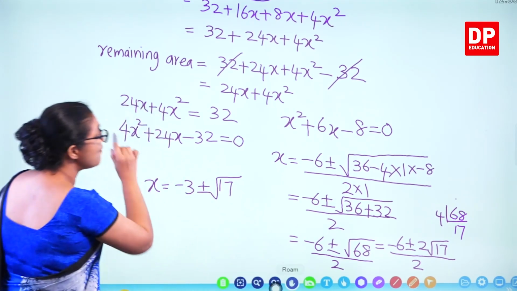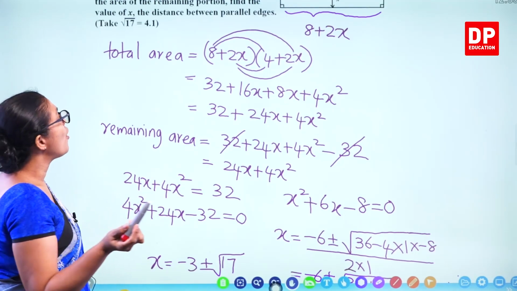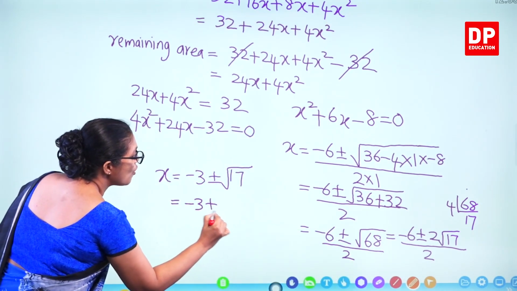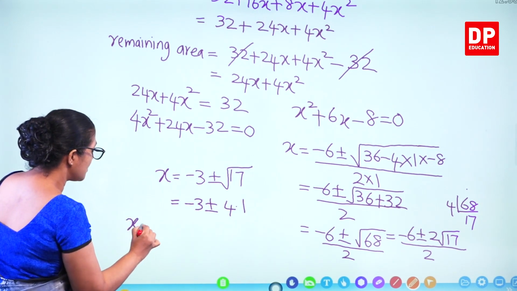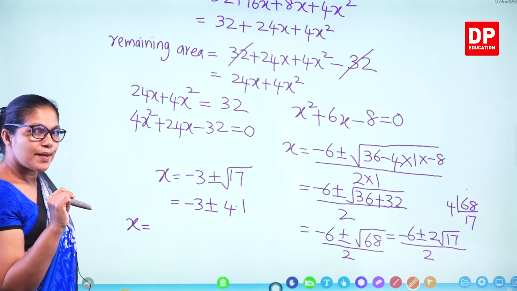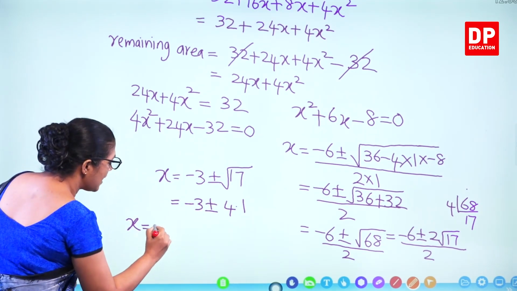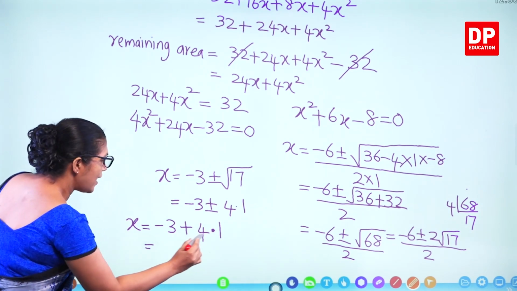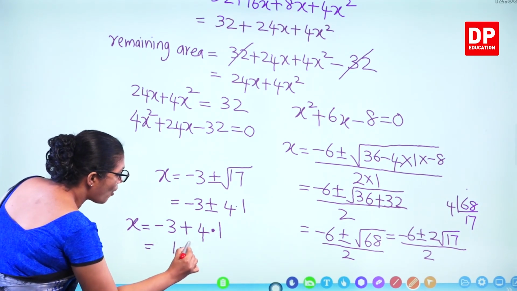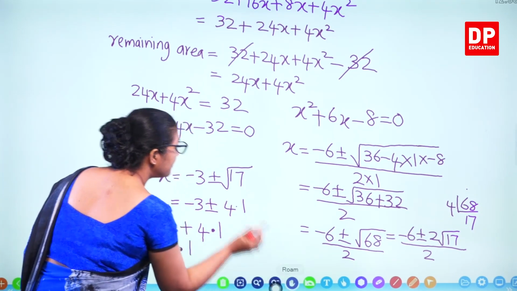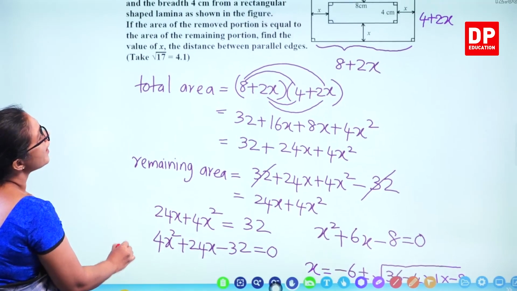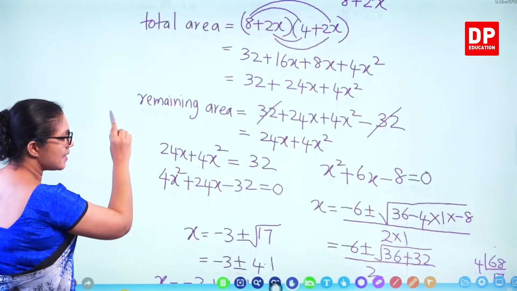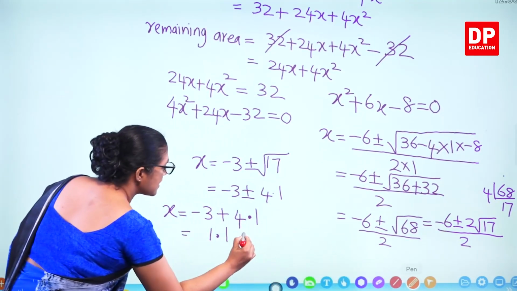Now, you know the root 17 value. It's given as 4.1. So you just substitute 4.1 here and find the answer. So minus 3 plus or minus 4.1. Can we get a negative answer for x? This is about a length, so we only take the positive answer. So you take 4.1, subtract, and you get 1.1. So what is the unit? Check. What's the unit for x? It's given in centimeters. So the x value is 1.1 centimeters.